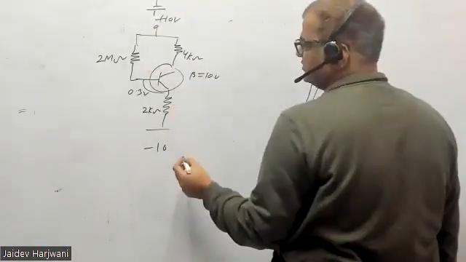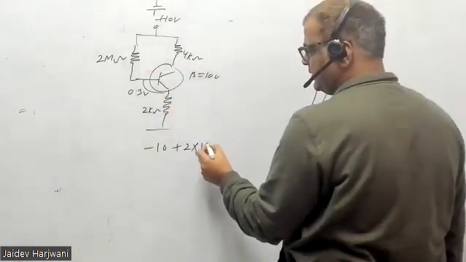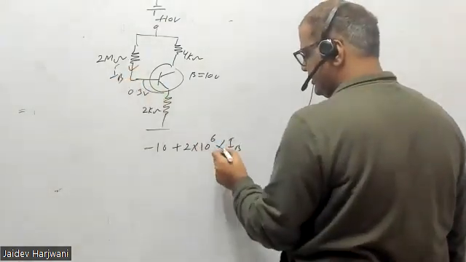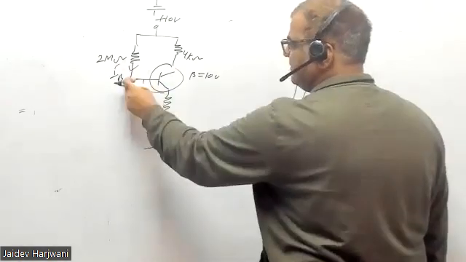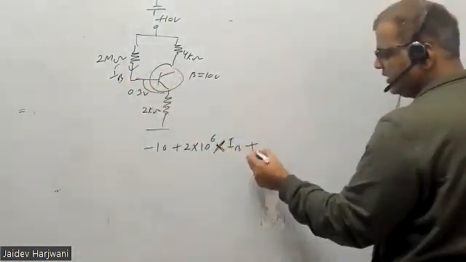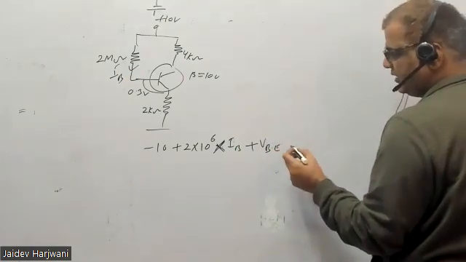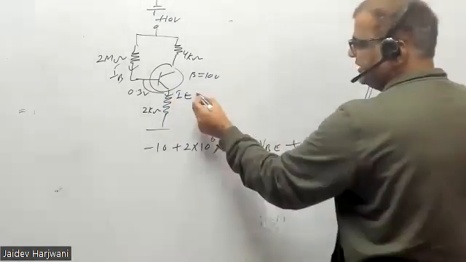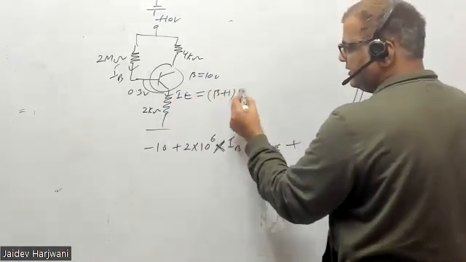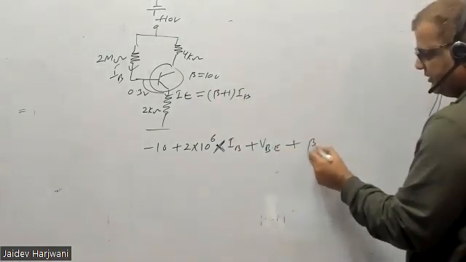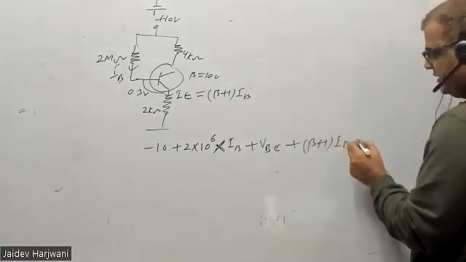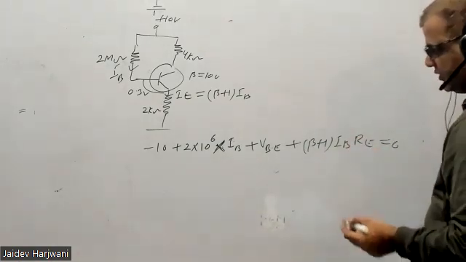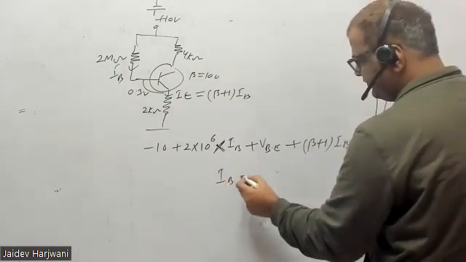Okay, what is the battery? 10 volts, so minus plus, so minus plus 2 mega ohm into IB, current is flowing here, IB. Okay, this IB going here, and the drop is here VBE, and then you have current here IE, which is beta plus 1 IB or beta IB. This becomes beta plus 1 IB RE equals to 0. So from here you can find the IB value.